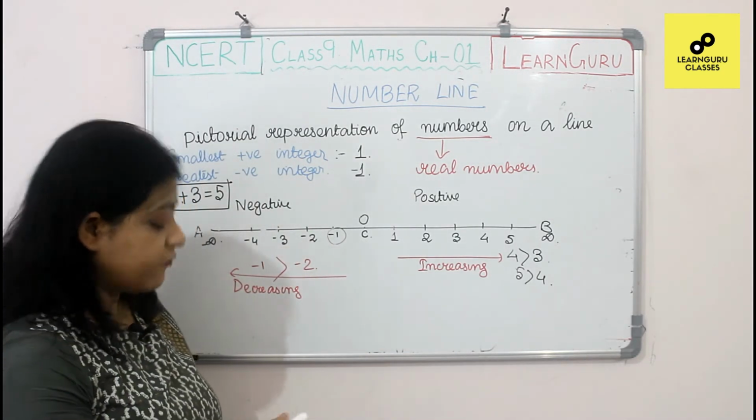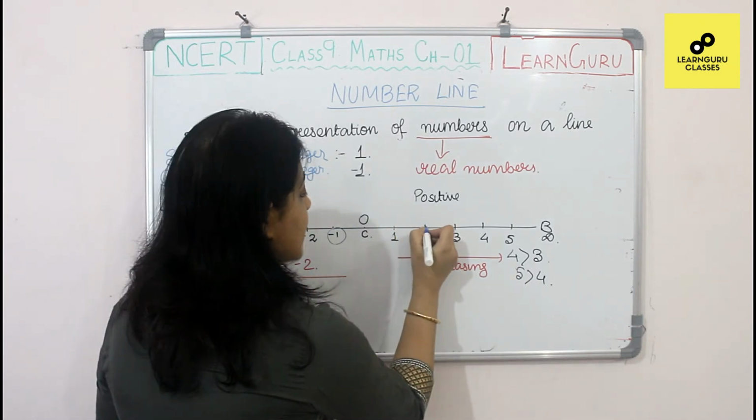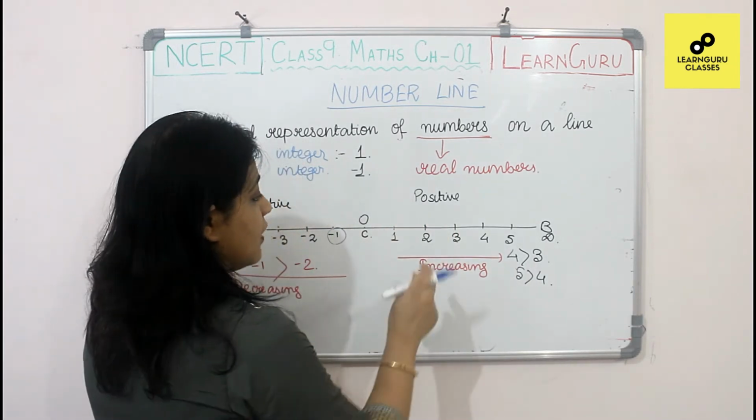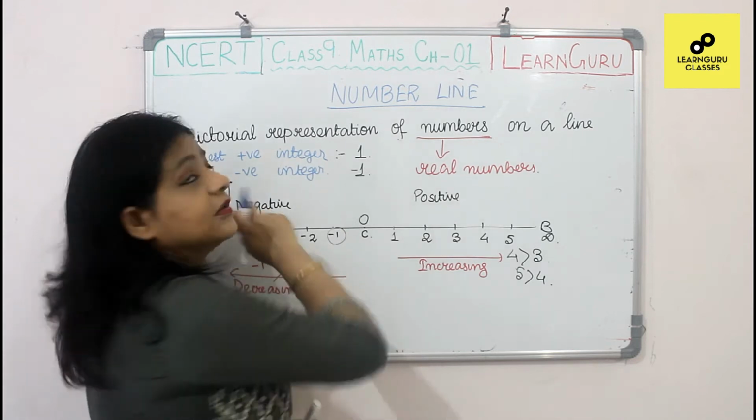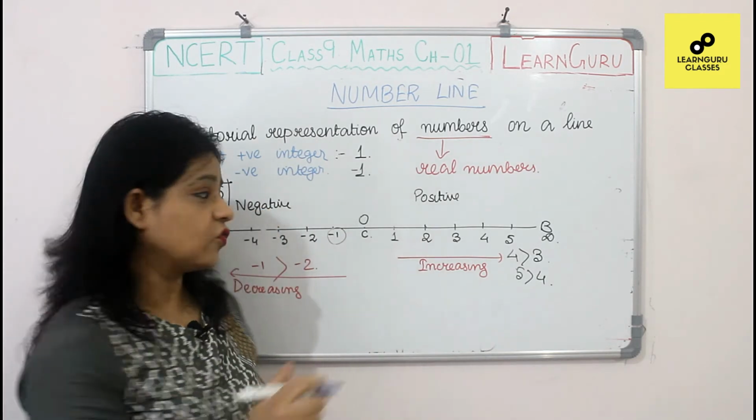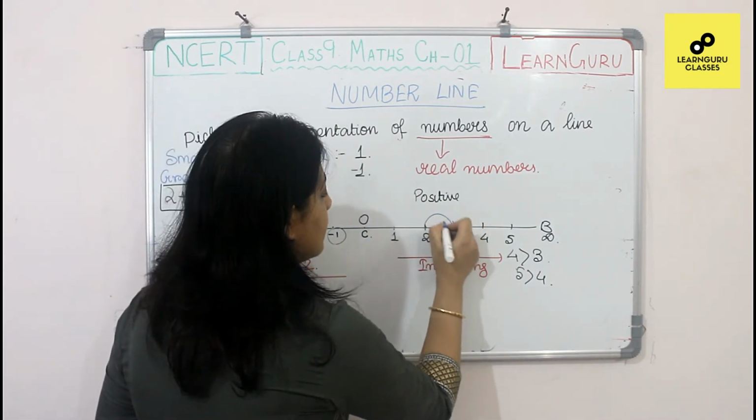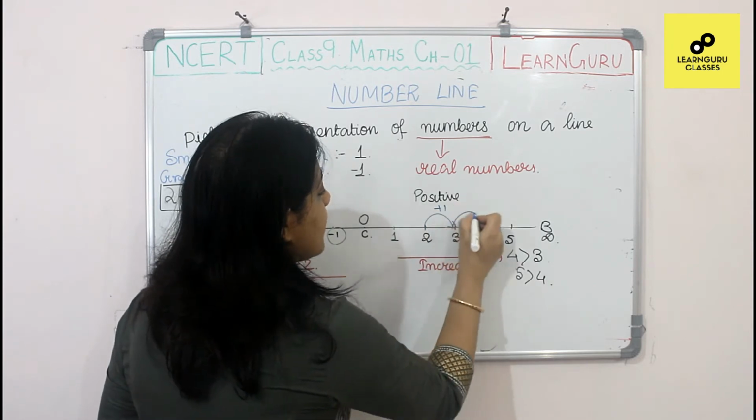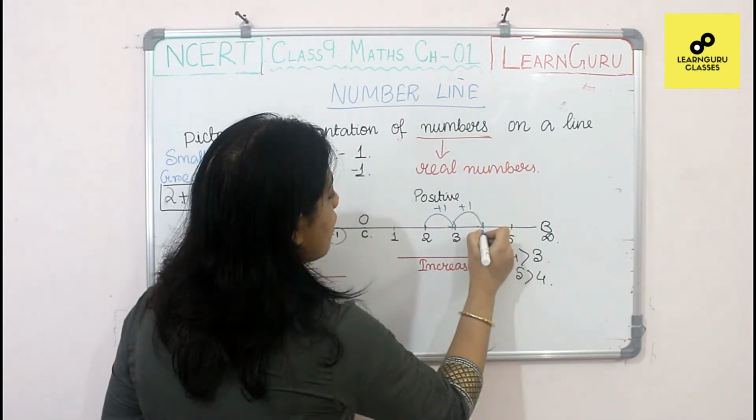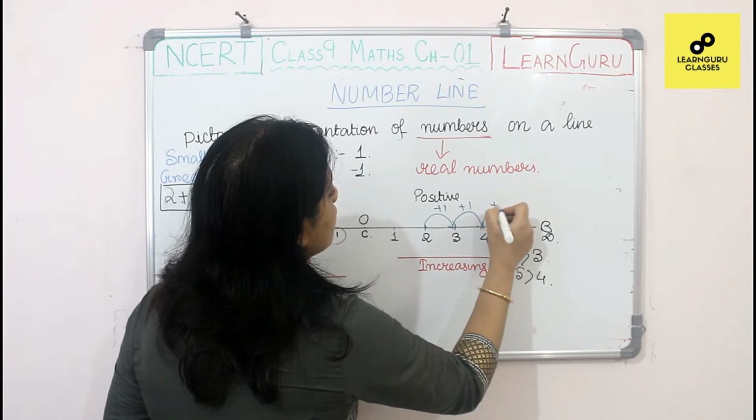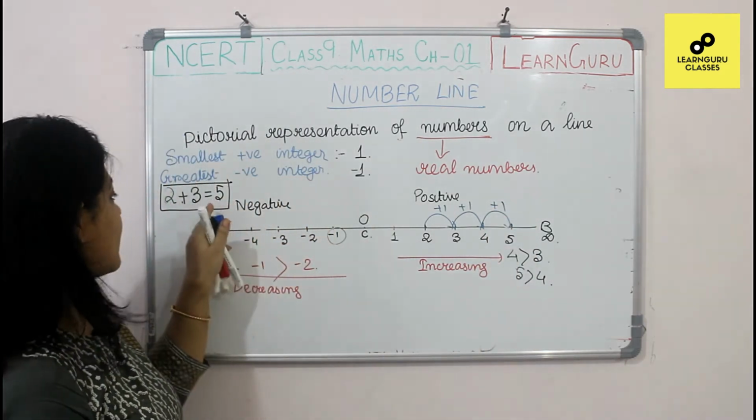Now we will start from 2, and 3 will be added one step at a time. Understood? So 2 plus 1 equal to 3, 3 plus 1 equal to 4, 4 plus 1 equal to 5. So you are getting 5.